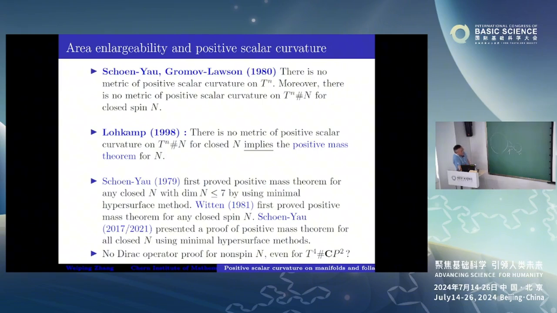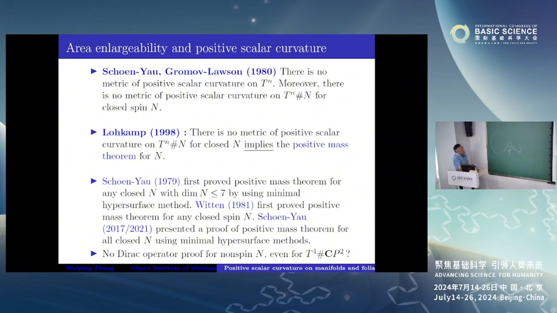For a long time it has been embarrassing for Dirac operator people that there is no Dirac operator proof even for non-spin N. This is a long-standing question, even for T^4 connected sum with CP^2. These questions already appear in Gromov-Lawson's original paper. We will try to go back to this later.